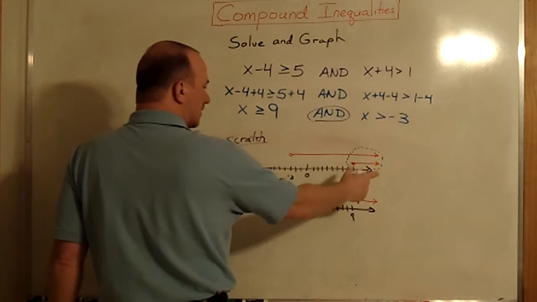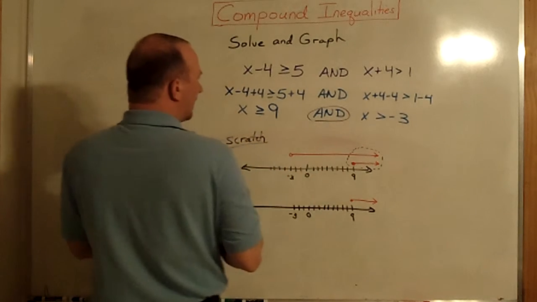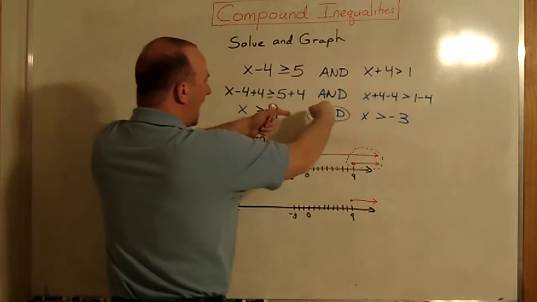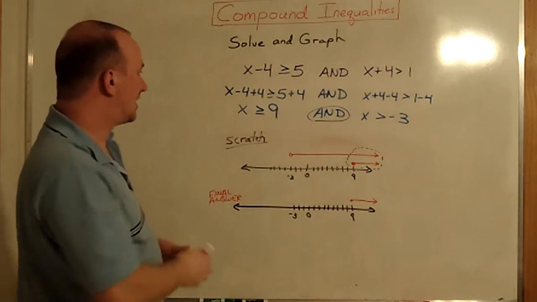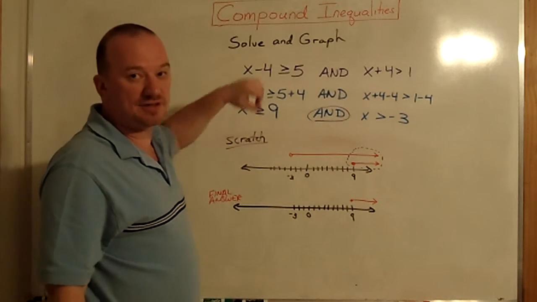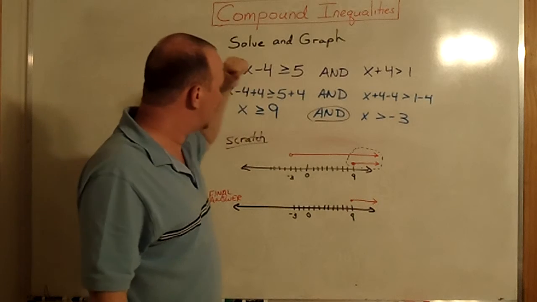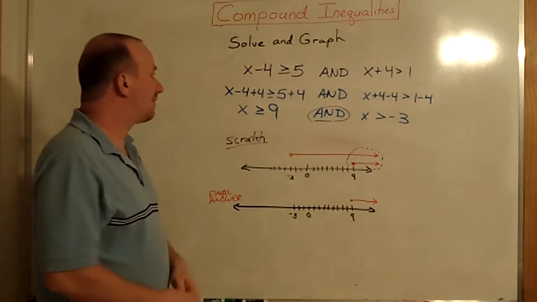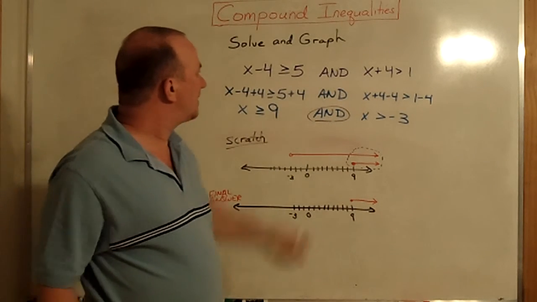is this piece because it's common to both this and that. So you're looking for the x values that solve this thing and that thing at the same time. With the "or"s, it was you either had to do this or that. With the "and"s, it's this and that at the same time. So that's the big difference between them. Compound inequalities, you either have an "and" or an "or."